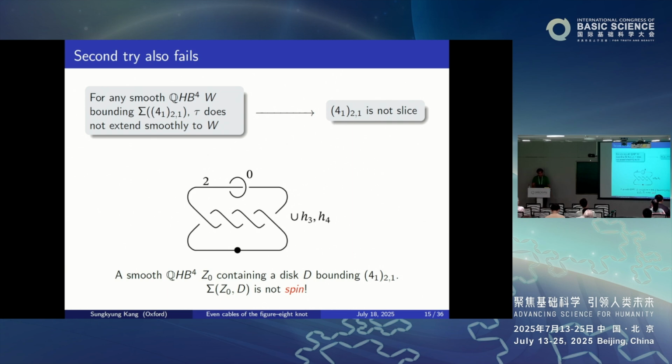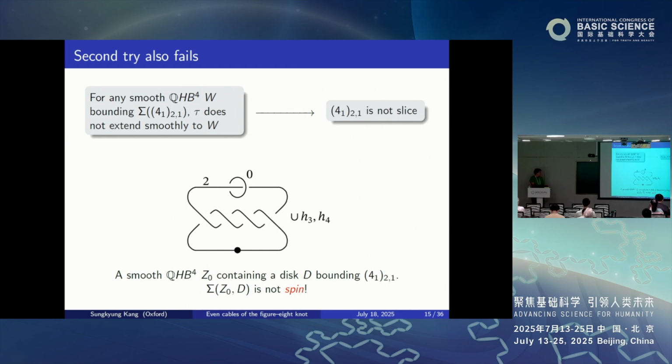It fails because it is rationally sliced. If you take a 2-1 cable, it becomes something called strongly rationally sliced, in this whole manifold. And then once you have a strong rational slice disk, you can do a branch double cover along that, which gives you the smooth rational homology ball with the extension of your deck transformation on the boundary.